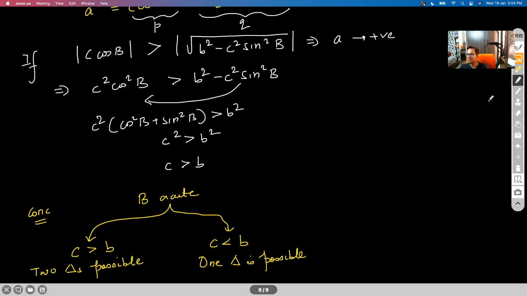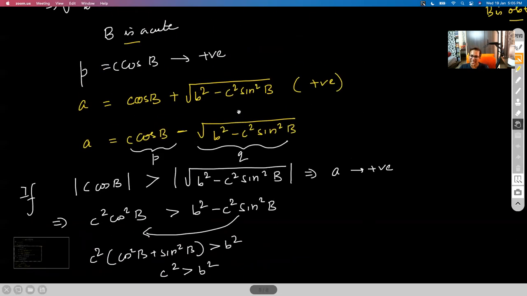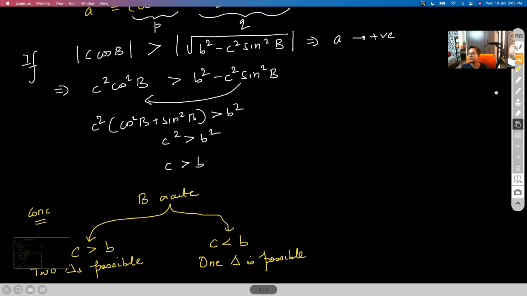But if C is lesser than B, then remember only with a plus sign you can get a triangle. That means only this triangle will be possible. With a minus sign, you will not get a triangle. Are you getting my point? Is this clear or not?